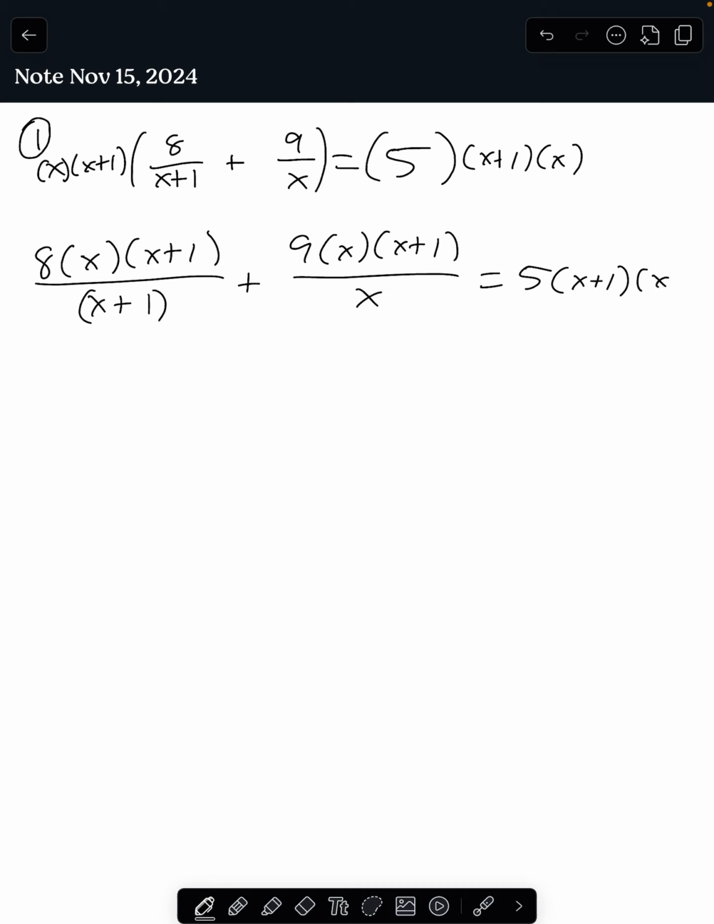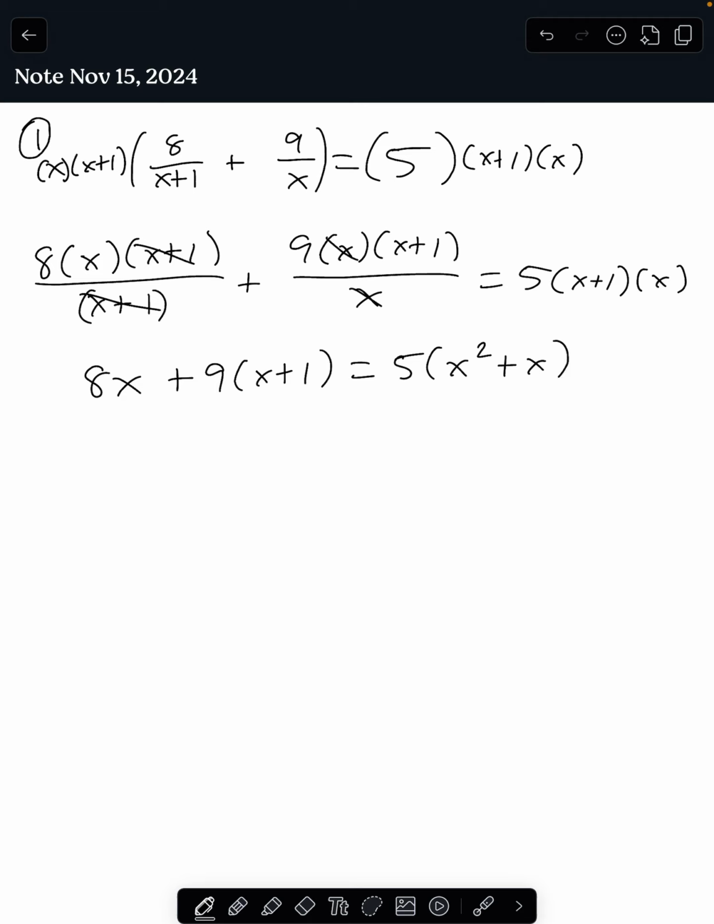Now, on the left side, this x plus 1 will cancel with this one. So on this term, we're just left with 8x. For the next term, the x's will cancel, so we're just going to be left with 9 times x plus 1. And then on the right side, we can begin to multiply these terms out. We'll end up getting 5 times x squared plus x.